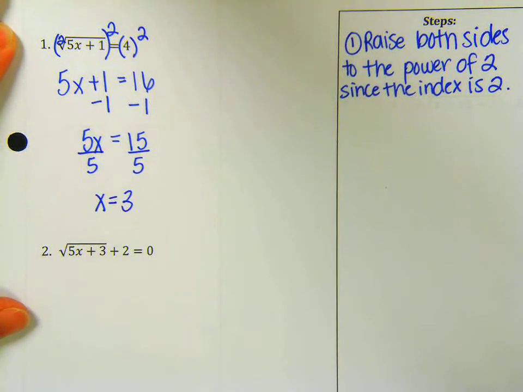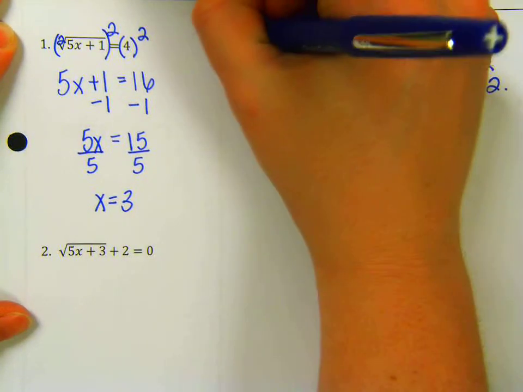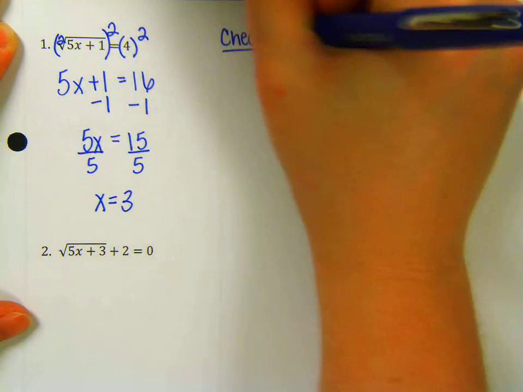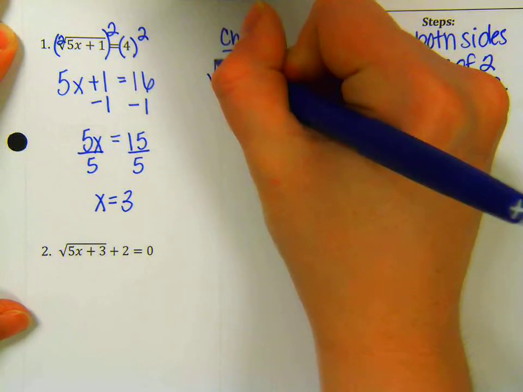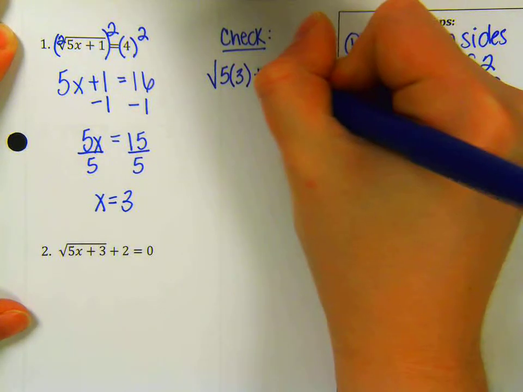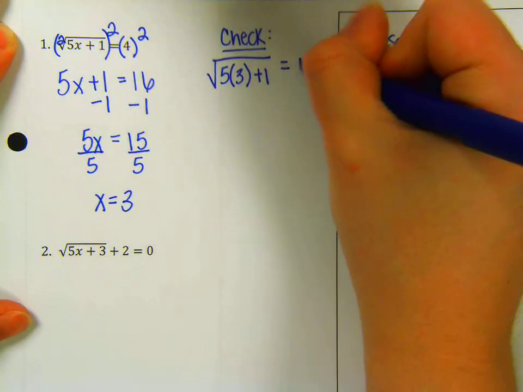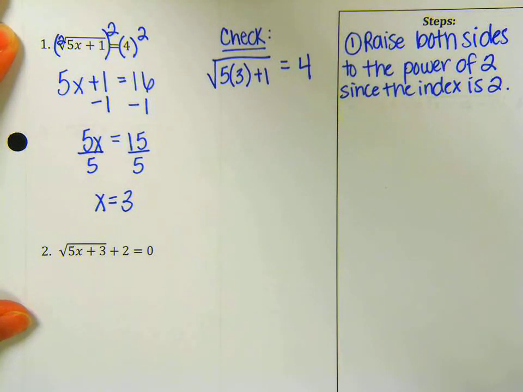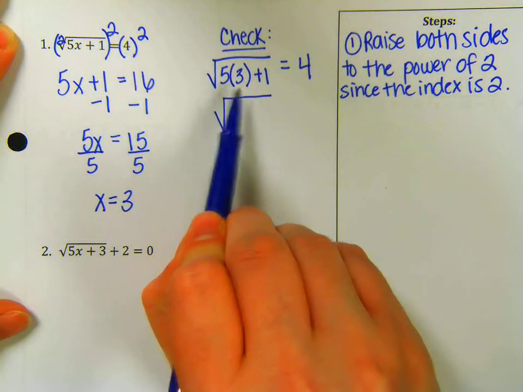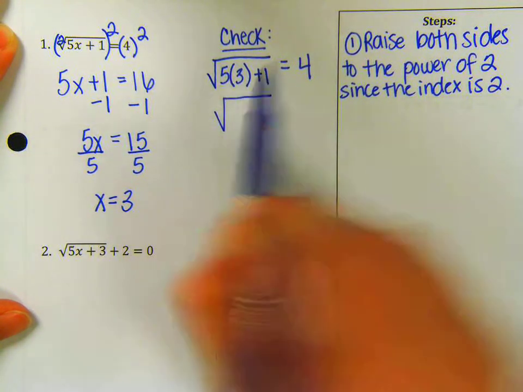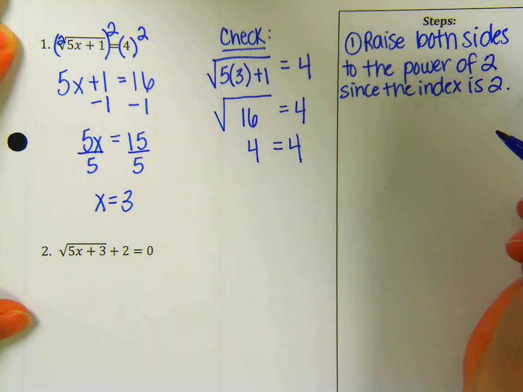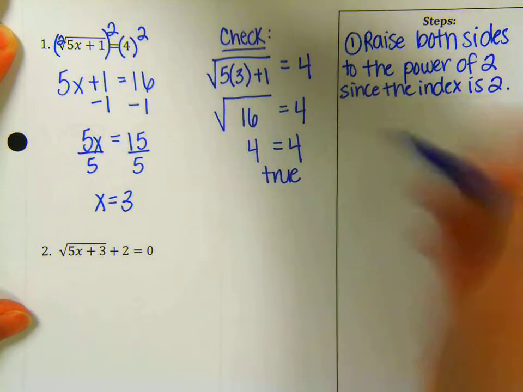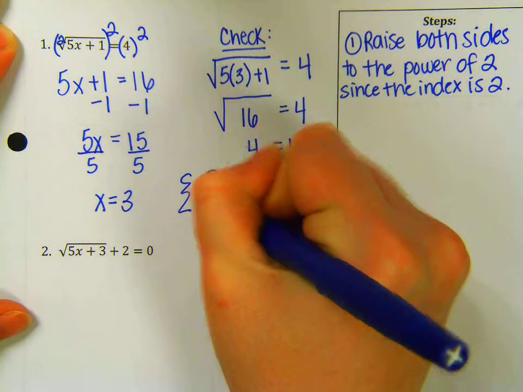Now here's where I said you have to be careful, because maybe the answer is 3, and maybe we have to disregard that solution. That's why on each one of these problems we're going to have to do a check. I know you don't like checking your answers, but it's important for these kinds of problems. So we have the square root of 5 times 3, which is 15, plus 1 is 16. So 4 equals 4. Is that true? Yes. So my final answer in the curly brackets is 3.